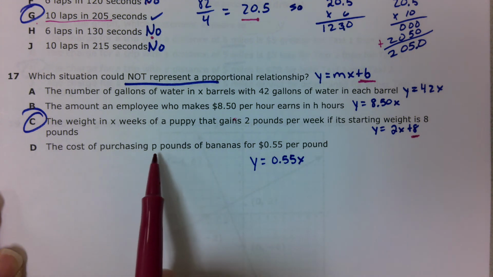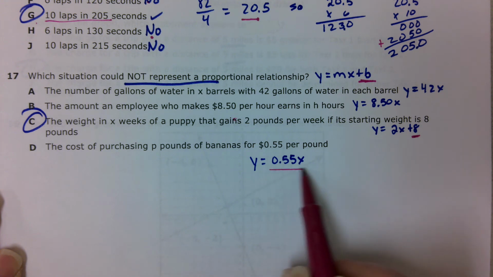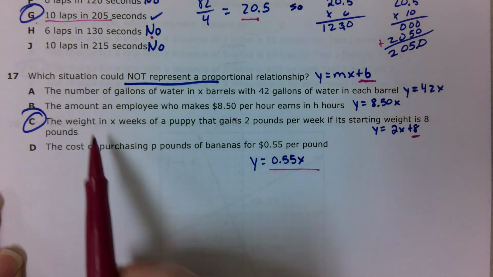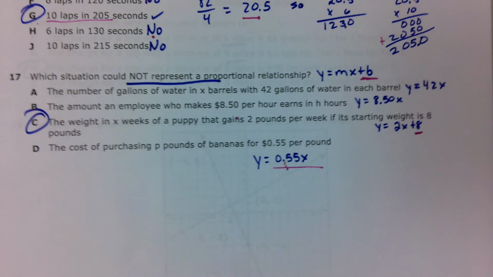The cost of purchasing p pounds of bananas for 55 cents per pound. Again, I'm not adding any other values. So this is proportional. So C was the only one that represents a non-proportional relationship.